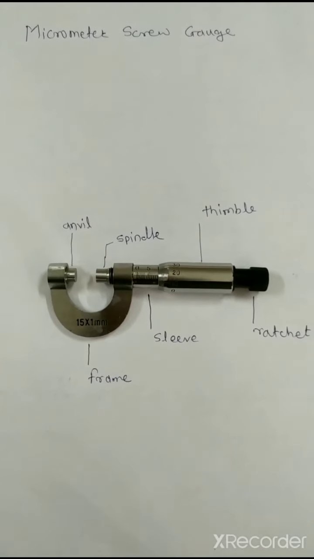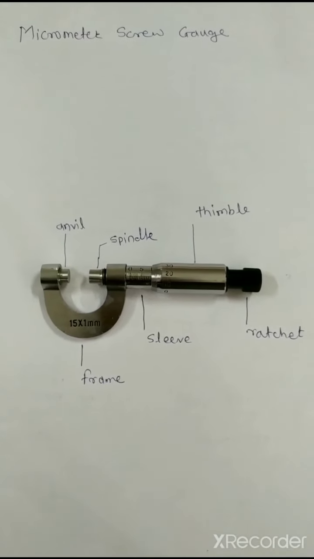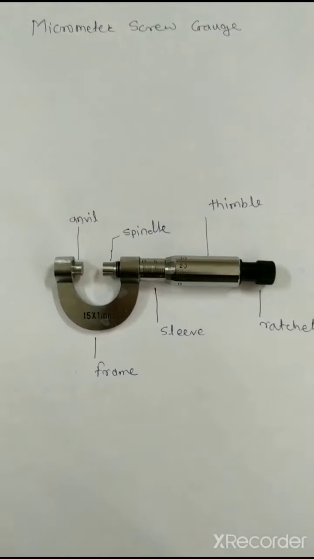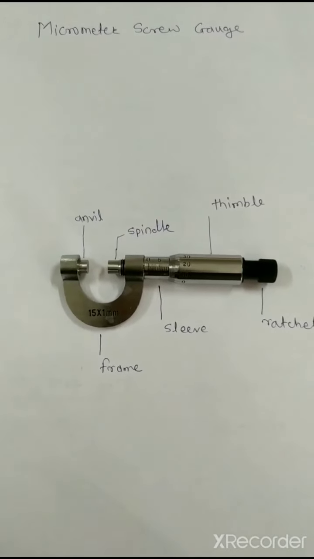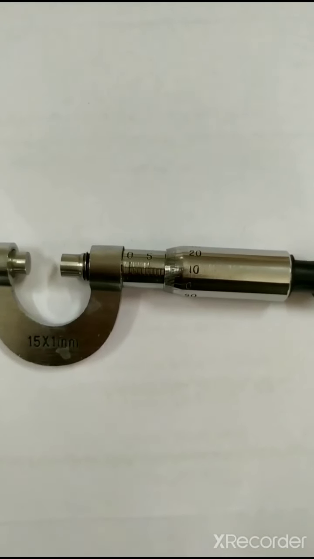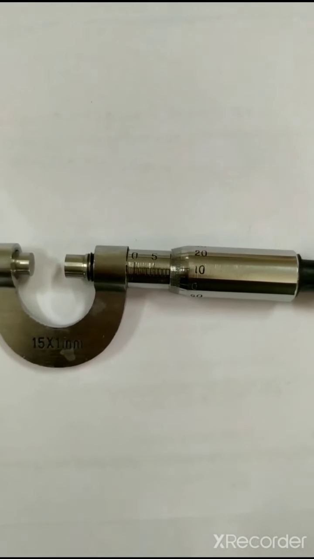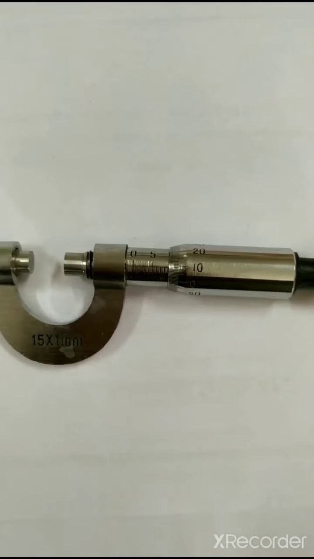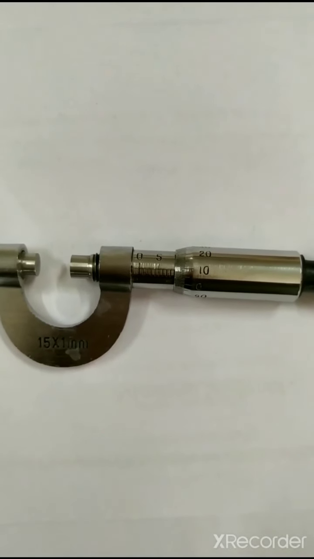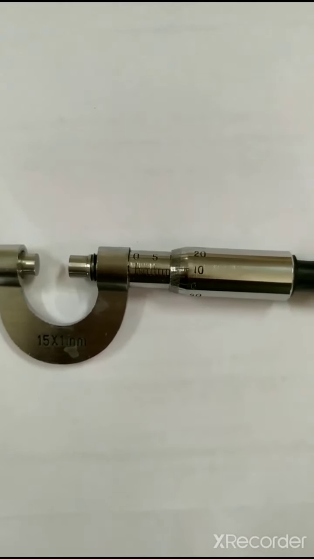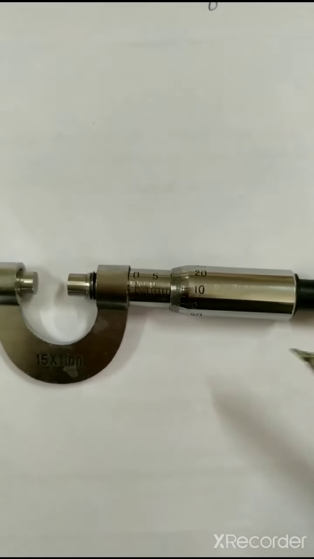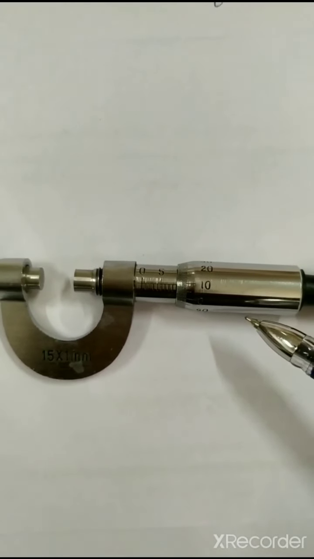The objective of this experiment is to calculate the least count of micrometer screw gauge and to find the total reading by using micrometer screw gauge. Now first we are going to calculate the least count. Least count means the smallest measurement that can be done by an instrument is called least count. So first we have to find the least count of this micrometer screw gauge.